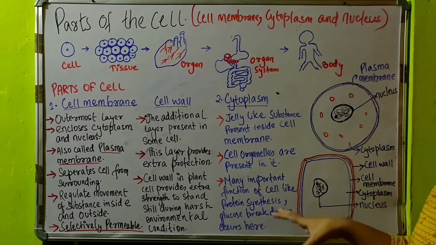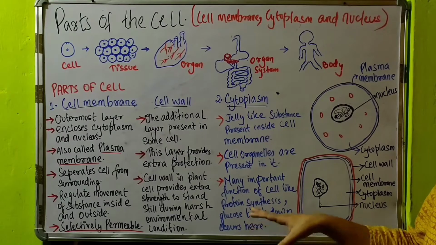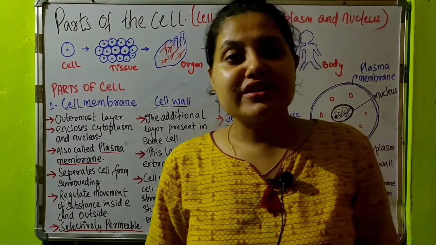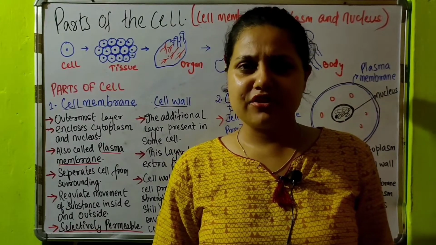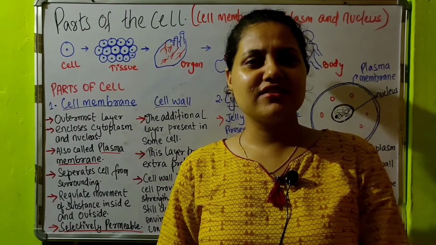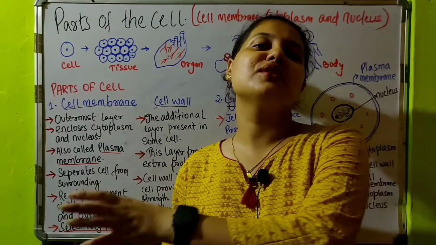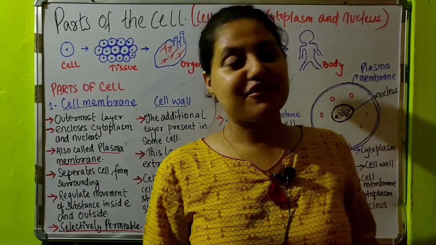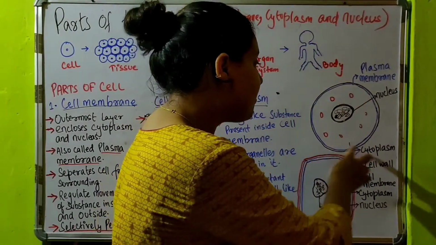Now many important functions of the cell like protein synthesis and glucose breakdown occur here. That means, see, you studied in class 7 about respiration. What happens during respiration? There is the breaking down of glucose to produce energy. That process happens in cytoplasm itself, that is in this part.